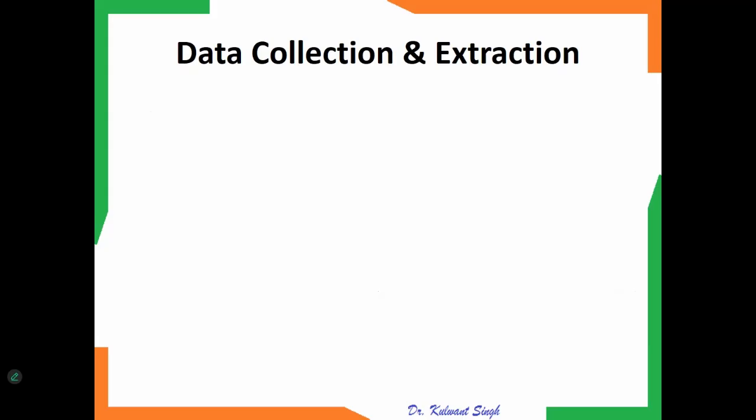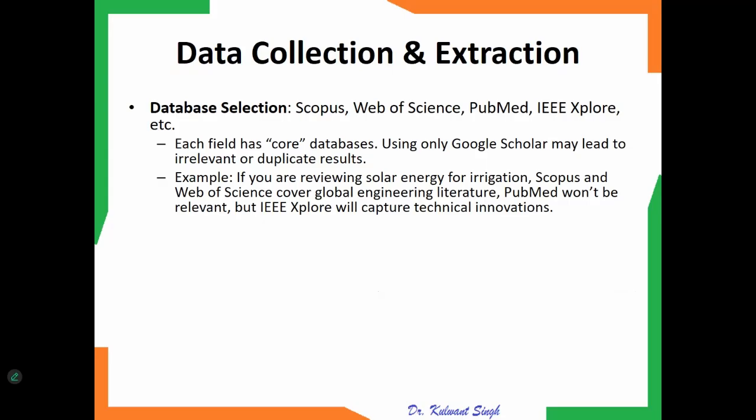First is the data collection and data extraction. So in data collection and extraction, we start with the selection of the data. Our data may be Scopus database, Web of Science database, PubMed, IEEE, or any other globally accepted database and the core database of your field. That is important. If we discuss this point in detail, only data extraction from Google Scholar may lead to irrelevant sources or duplicate sources.